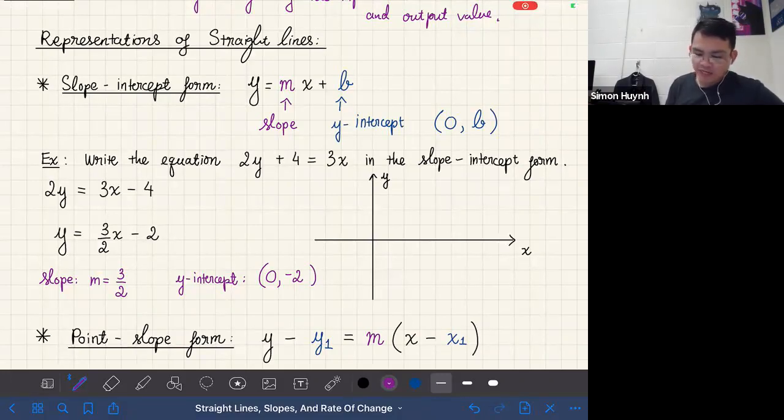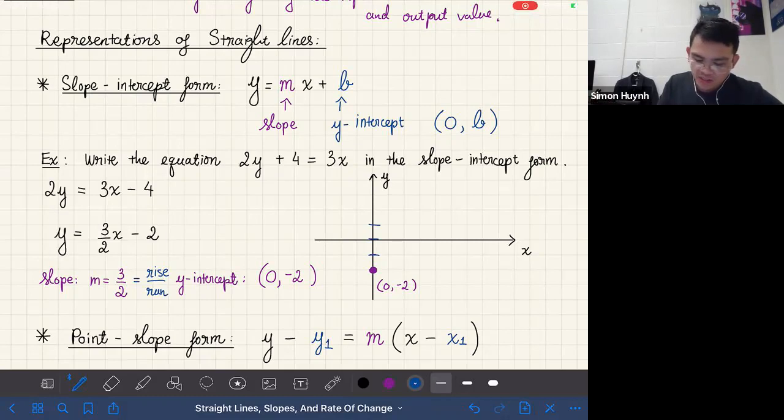x equals 0, y equals -2. So maybe it's somewhere over here. So that's the point 0, -2. And again, the slope tells us how much we have to go up and go over from one point on the equation. So here we have the slope is 3 over 2. So it tells us to rise 3 units and to run 2 units. So from the point 0, -2, I'm going to rise up 3 units. So 1, 2, 3.